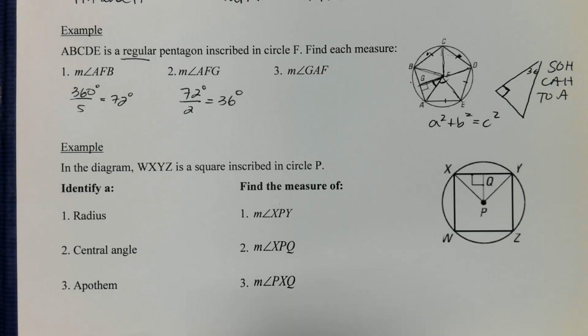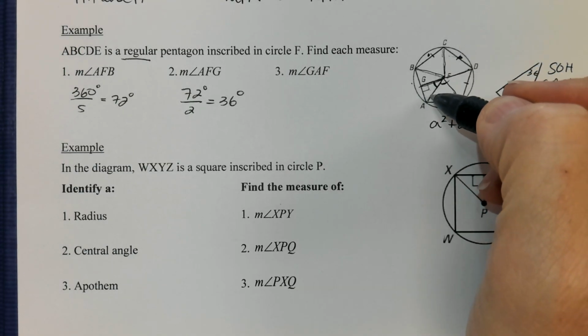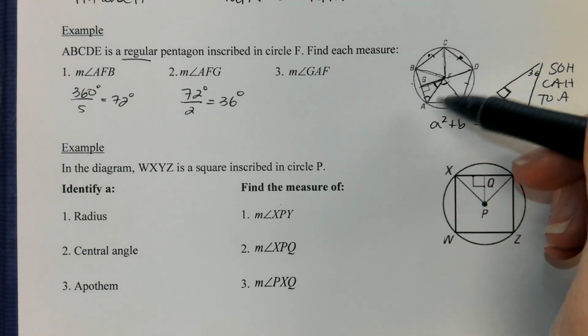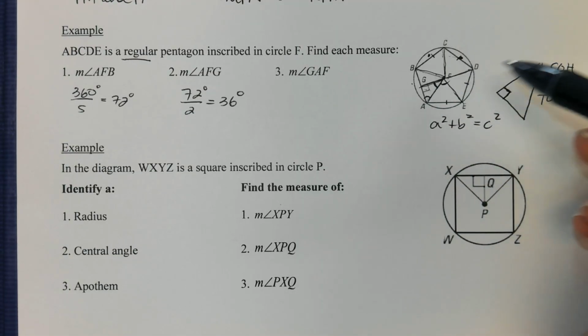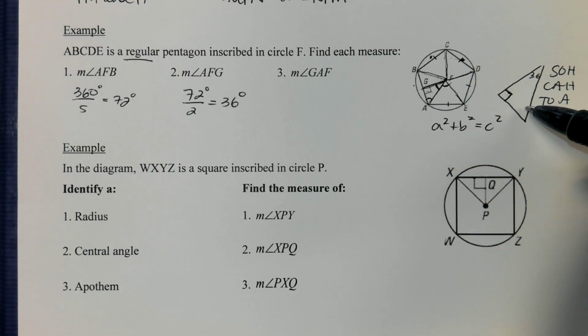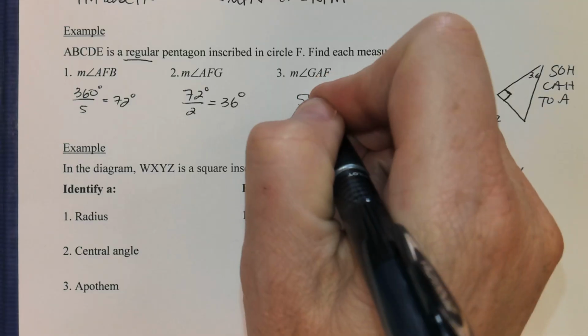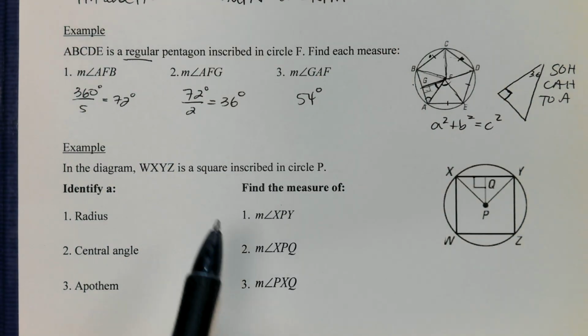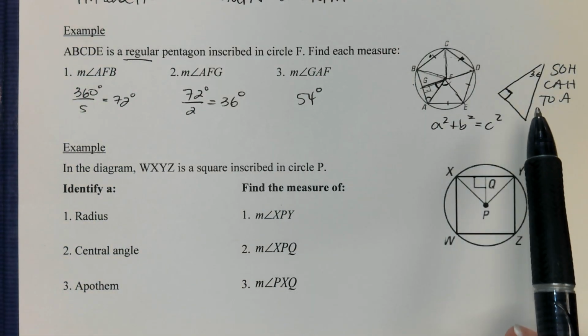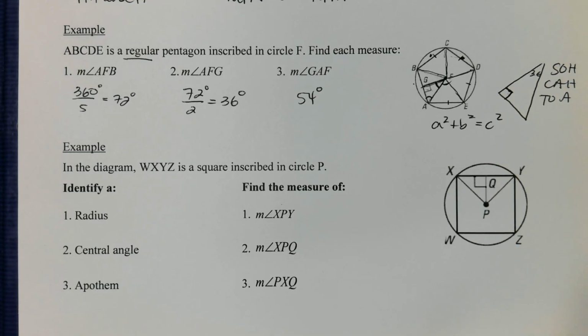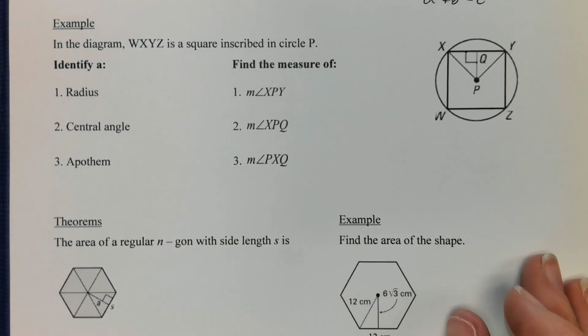Last one is GAF. So G to A to F. That would be in this corner. All the angles in a triangle add up to 180. So if that's 90 and that's 36, I just subtract 90 and 36 from 180 and I end up with 54. So our job is to be able to find those angles because then we're going to use them with some SOHCAHTOA.